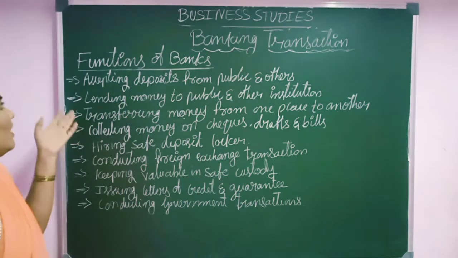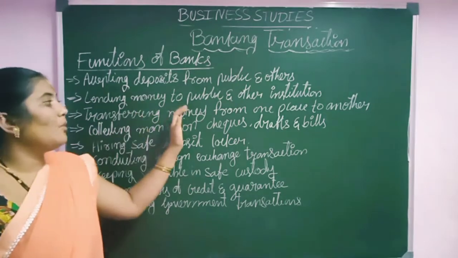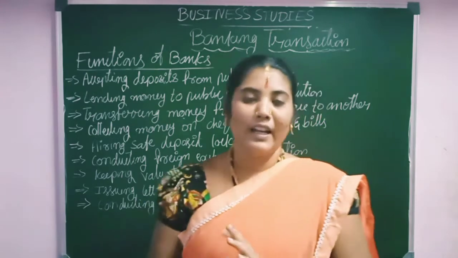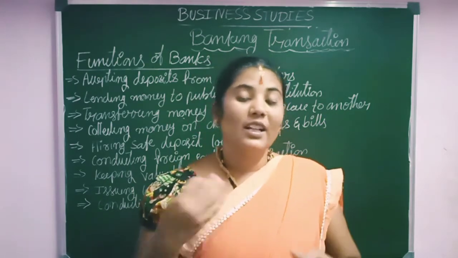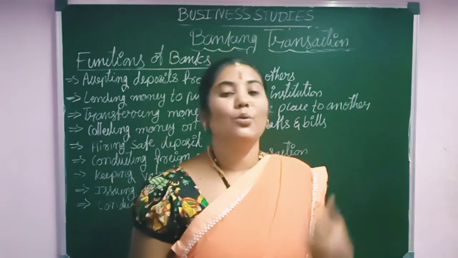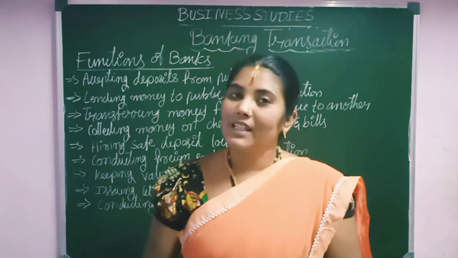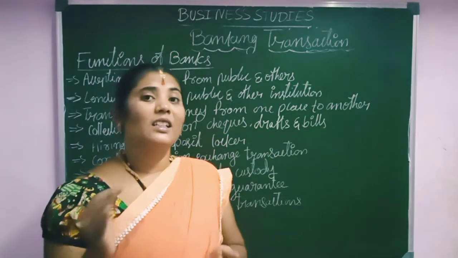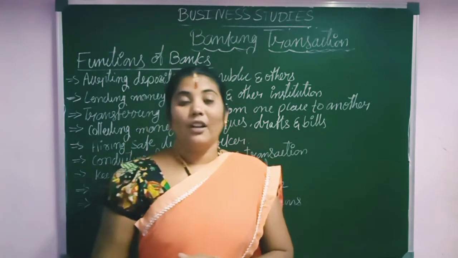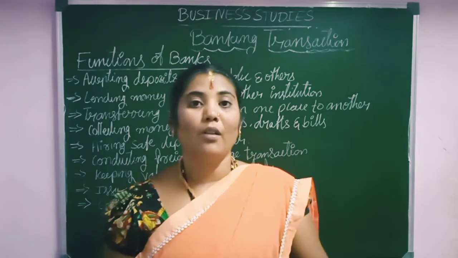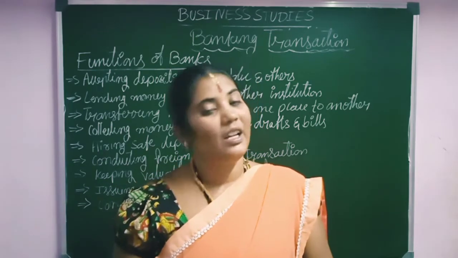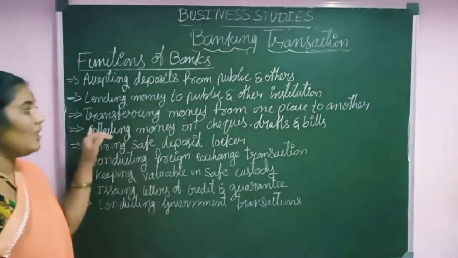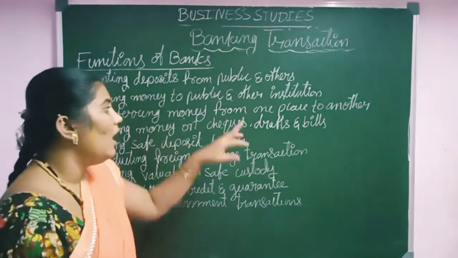Then the third function of the bank is transacting money from one place to another place. In the barter system, we faced many problems. We cannot carry goods from one place to another place; it is very heavy. So the main function of the bank is to transact the amount from one place to another. Nowadays we have many ATMs, and we collect our amount in Delhi or in another country, anywhere. So it transacts the money from one place to another place.